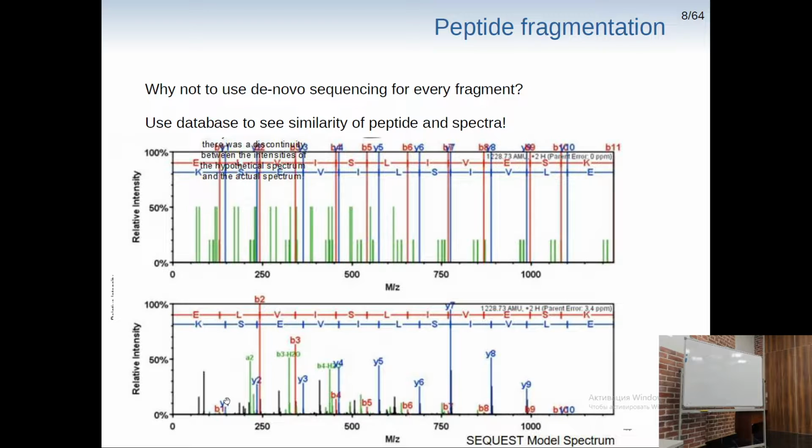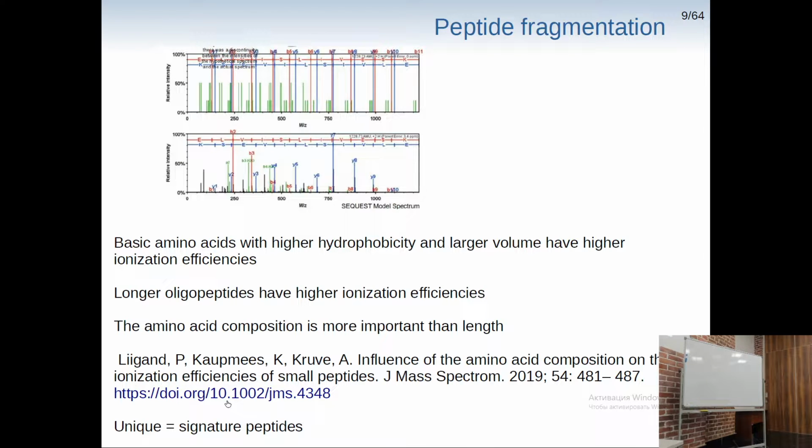But what will you need? Actually, you will need some measure of the similarity of the spectra that was generated from, let's say, a genomic database and the spectra that you've got from the real equipment. So, there is a problem that we now have to discuss.